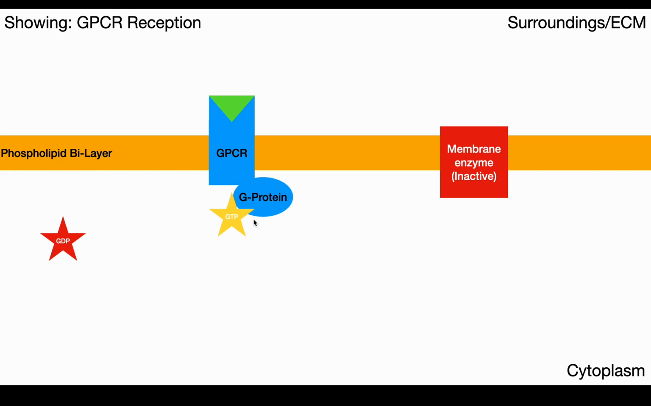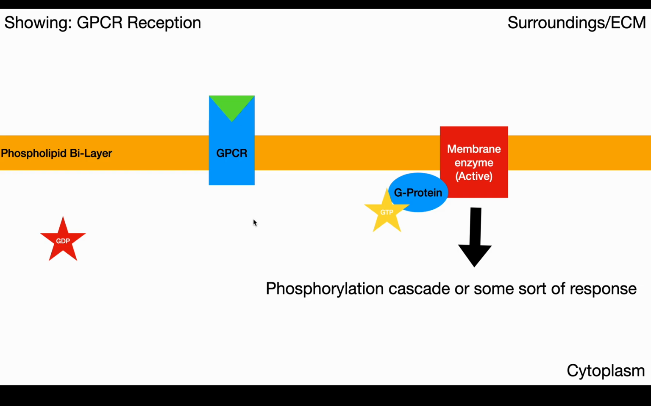And what happens is the G protein detaches, and it's going to go over to a membrane enzyme, usually not far from that receptor, and it's going to activate it, and a phosphorylation cascade or some sort of response will occur then.